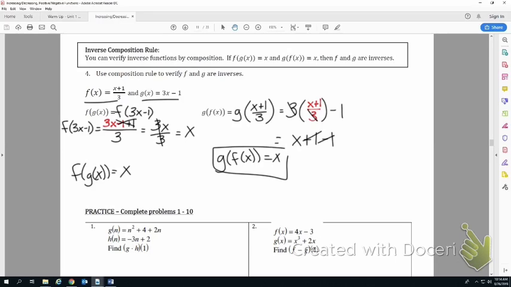In a problem, whenever you're asked to do this, you do not have to do both f of g of x and g of f of x. If one comes out to just x, the other one is going to come out to just x. Okay?